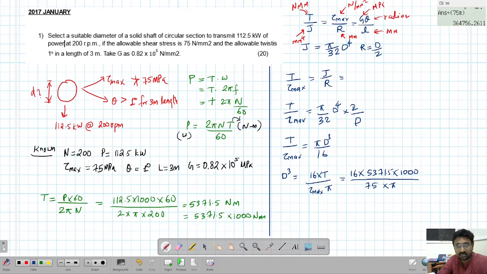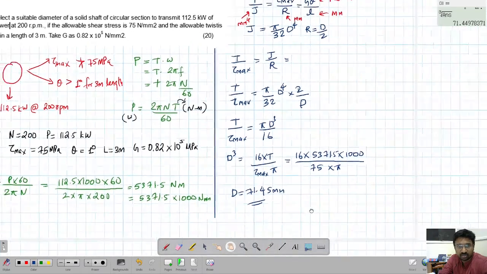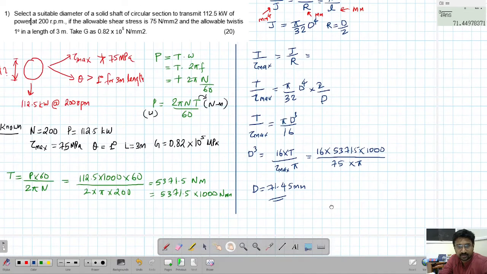So this gives d cube as 364756 mm cube. Now if I take the cube root, the diameter will be given as 71.45 mm. So this is the diameter that I am getting from this formula. This 71 mm is 7 centimeters, which is acceptable. Now there is one more part to this, so I'll just move the screen a little bit so that we can solve this properly.